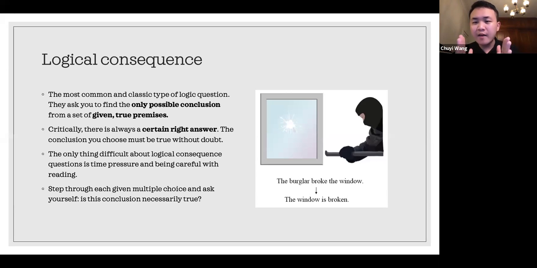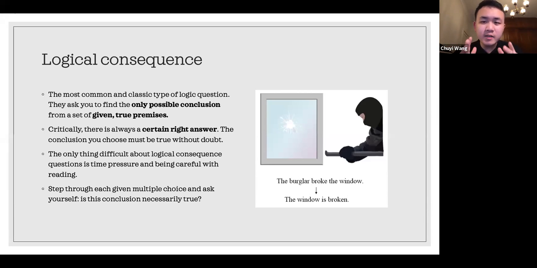Yeah. So you'll have lots of different premises in the question. There might be up to 5 or 6 sometimes different rules. And then you have to find the only possible conclusion. Now, what is special about logical consequence questions is there is a certain right answer. It's not an opinion thing. It's not what's more likely or what's more persuasive. It's kind of like maths, right? If we think about logic like maths, how maths always has a right or wrong answer, well, logical consequence questions are like that as well.